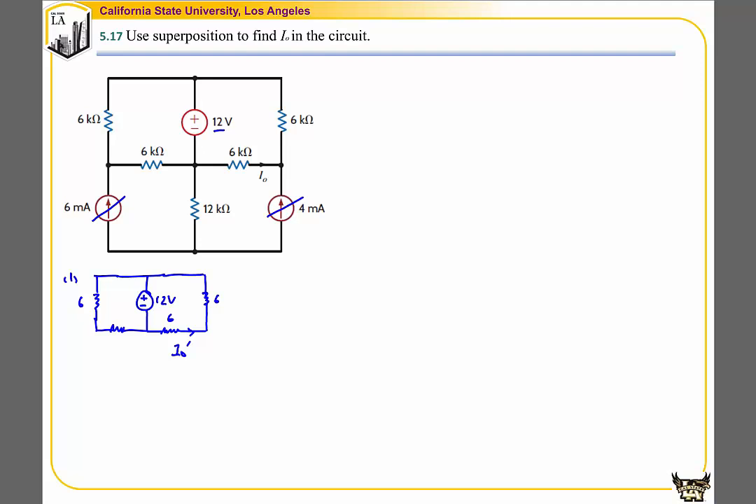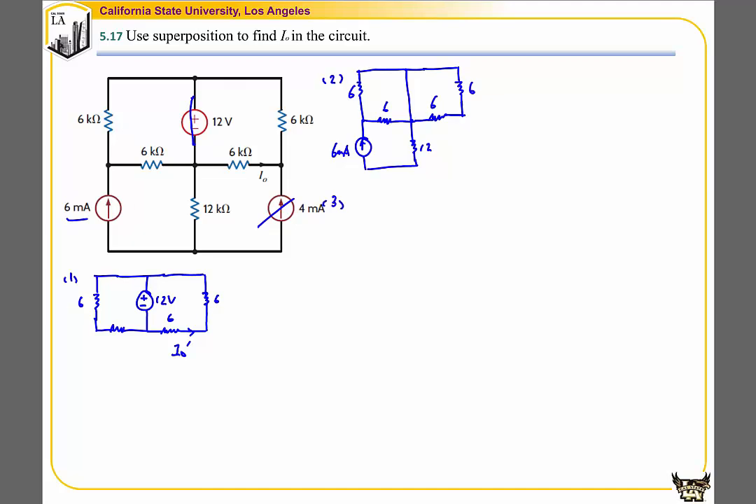In the second circuit, we're going to keep this 6 milliamp current supply. So we know that this will be replaced by a wire, so that the voltage drop between these two nodes will be 0, and this will be an open circuit. So let's draw the circuit.